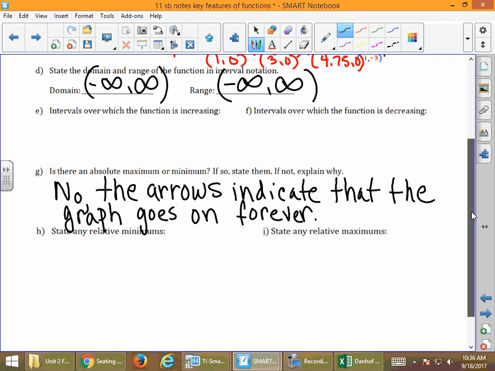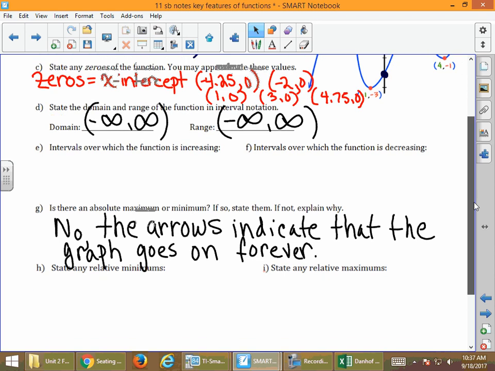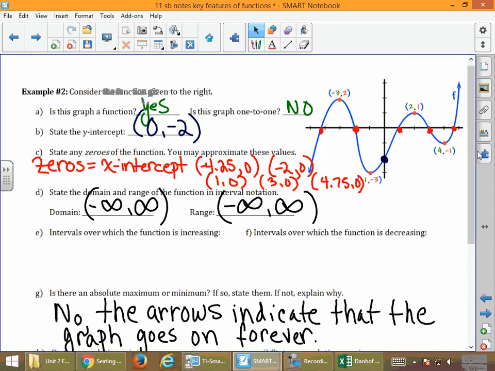But as you write that down, what I often say for the range is, do we have a high point? Do we have a low point in the graph? If we do have a high point or a low point in the graph, our range is not going to be negative infinity to infinity. So we've answered a lot of questions. We still have where is it increasing, where is it decreasing, and our relative mins and maxes here.